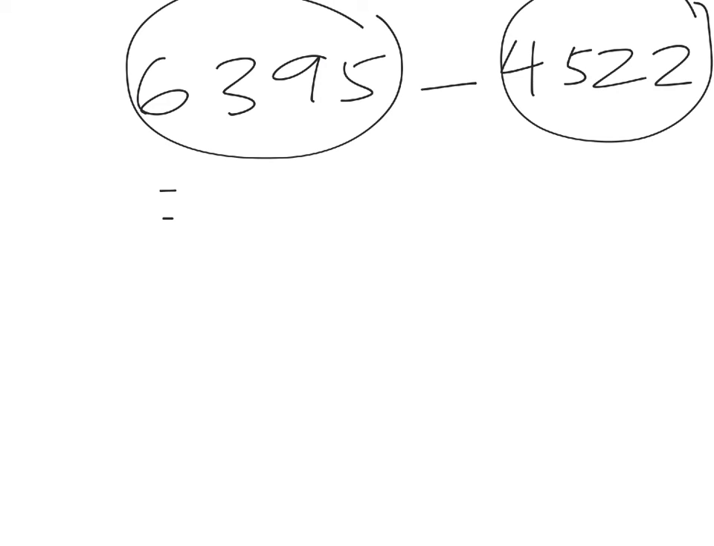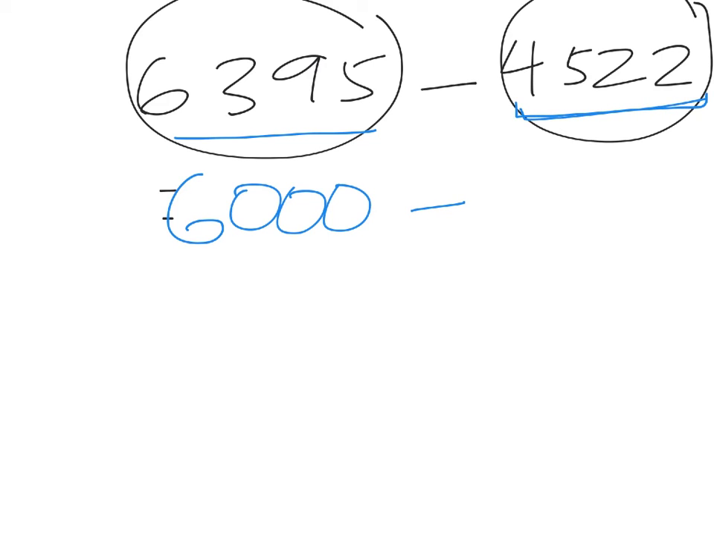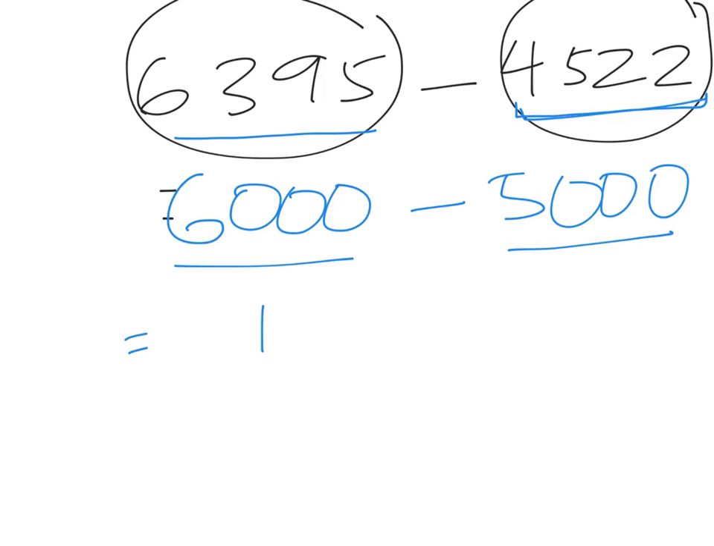Okay, so if we took this and we wanted to say 6,395 is closer to 6,000, 4,522 is closer to 5,000, then what we could do is estimate 6,000 minus 5,000, which is so much easier to do in our head. And our estimate is 1,000. We're going to take a look at our original numbers. 6,395 minus 4,522 is about 1,000, and that is our answer.